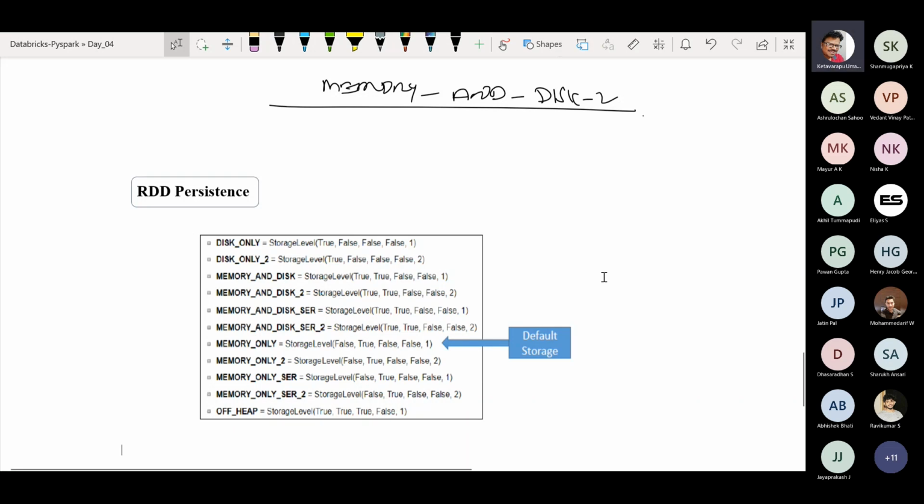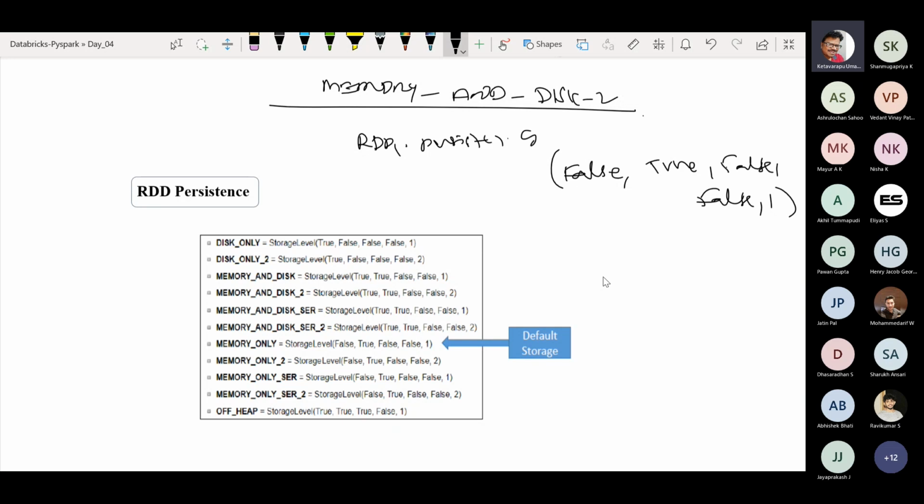Okay, now if you consider, guys, in the beginning of the persistence understanding, at the time of printing getStorageLevel, we got false and then true, and thereafter false, and then we got false and then 1. If you observe this, whatever RDD1.persist.getStorageLevel gave, if you are recollecting that particular thing, guys, definitely you can remember this aspect: false, true, false, false, comma 1.